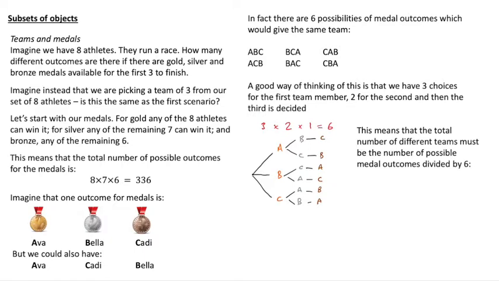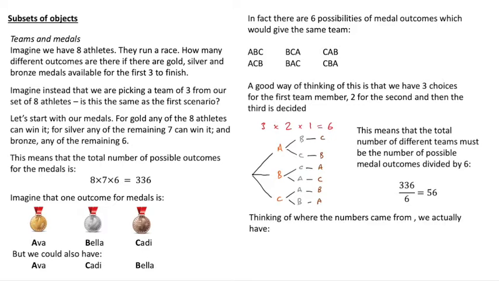And this means that the total number of different teams must be the number of possible medal outcomes divided by 6. Because those 336 outcomes we had before come in sets of 6. And each of those sets of 6 have 3 of the athletes. So the one we looked at was Ava, Bella and Caddy. But it could have been Ava, Bella and Delith, or Bella, Caddy and Delith, and so on and so on. So we have to divide that 336 by 6 to find how many different teams there are. And that gives us 56.